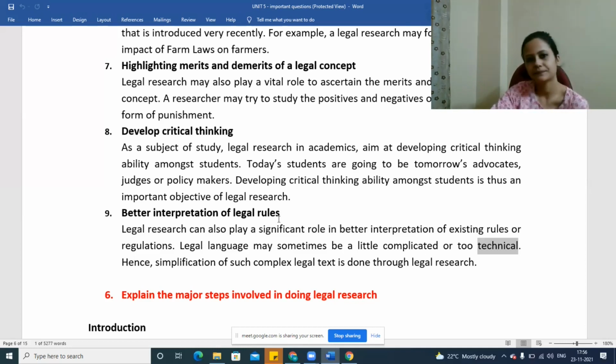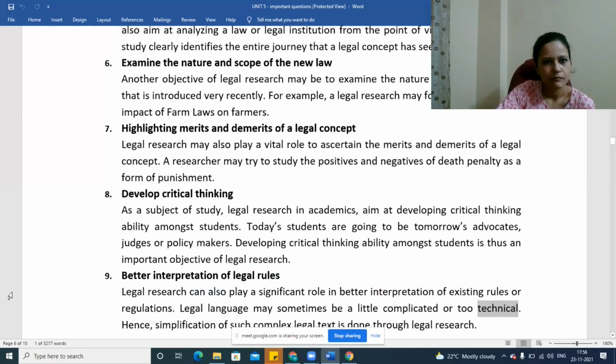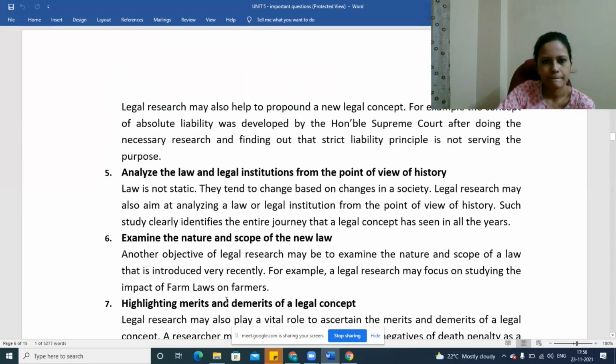Is it clear? The point 5 again one more time. Point 5: analyze law and legal institutions from the point of view of history.